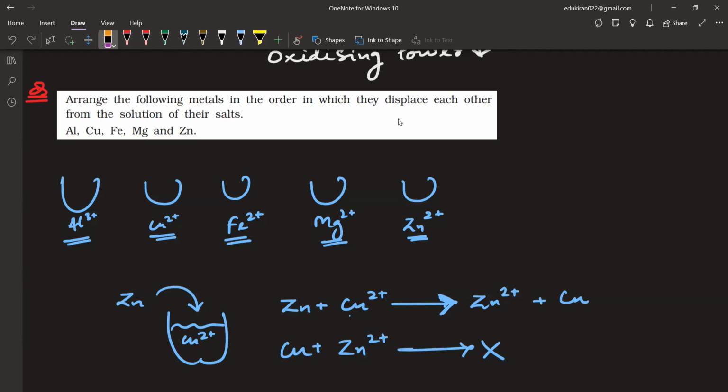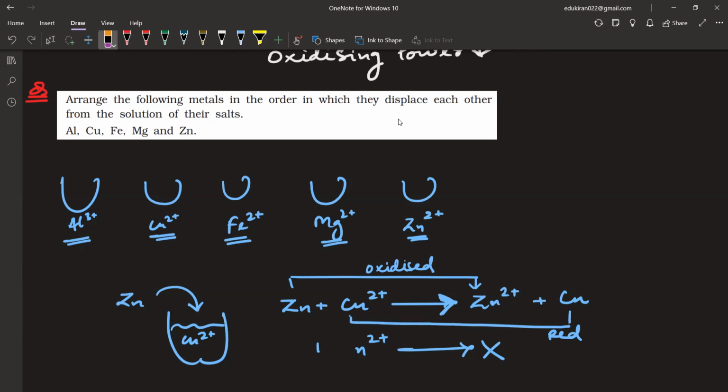Okay. So now what will you use? One thing: what is happening with zinc? Tell me. Zinc is getting oxidized. And what is happening to copper? Reduction. And who is reducing copper? Zinc is. So what we are asking about is, indirectly, the reducing power.